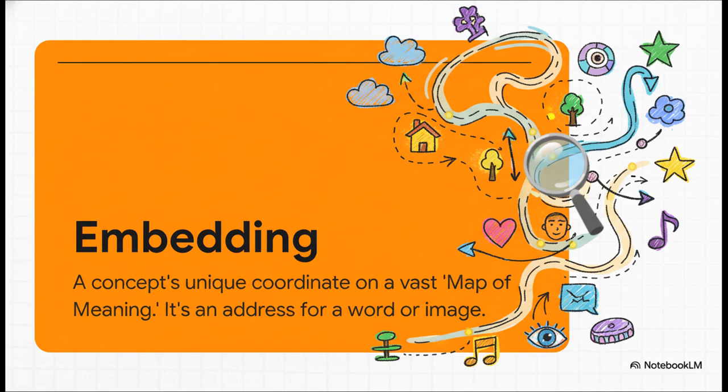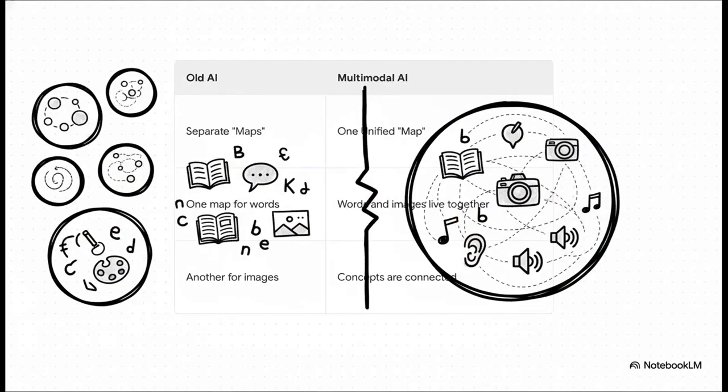And the second ingredient is something called an embedding. Now, this is where it gets really cool. The best way to think about an embedding is like a GPS coordinate, but for an idea. It's a specific address on a gigantic map of meaning. Every concept, whether it's a word, a picture, whatever, gets its own unique spot on this map. And this is the real game changer. You see, old school AI had separate maps for everything. It had a map for words over here and a totally different map for images over there, and they never ever talked to each other. Multimodal AI throws that whole idea out. It creates one single, unified map where words and images are neighbors and concepts are all connected.